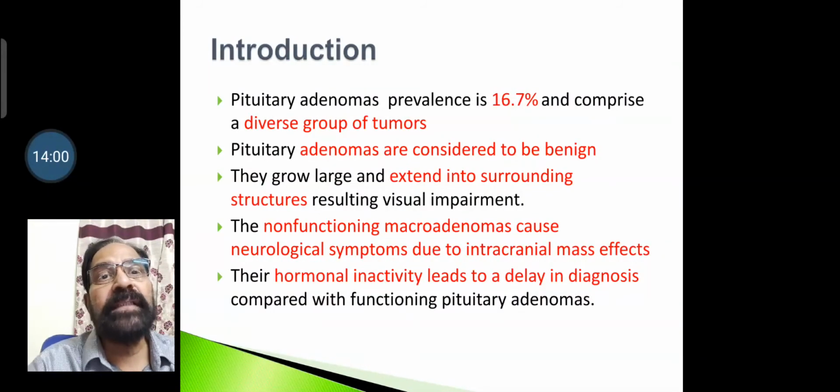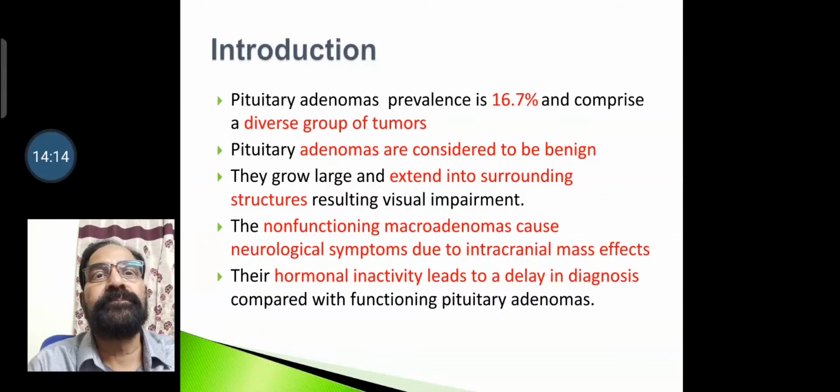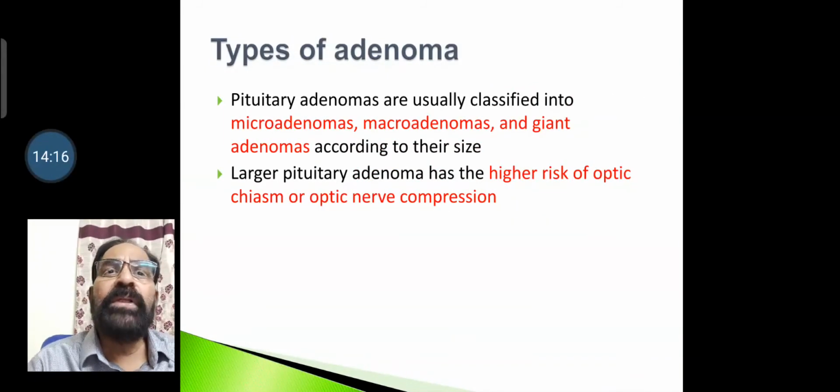The non-functioning macroadenomas cause neurological symptoms due to intracranial mass effects. Their hormonal inactivity leads to delay in diagnosis compared to functioning pituitary adenomas. Pituitary adenoma types are usually classified into micro, macro and giant adenomas according to their size. Large pituitary adenomas have the higher risk of optic chiasma or optic nerve compression.